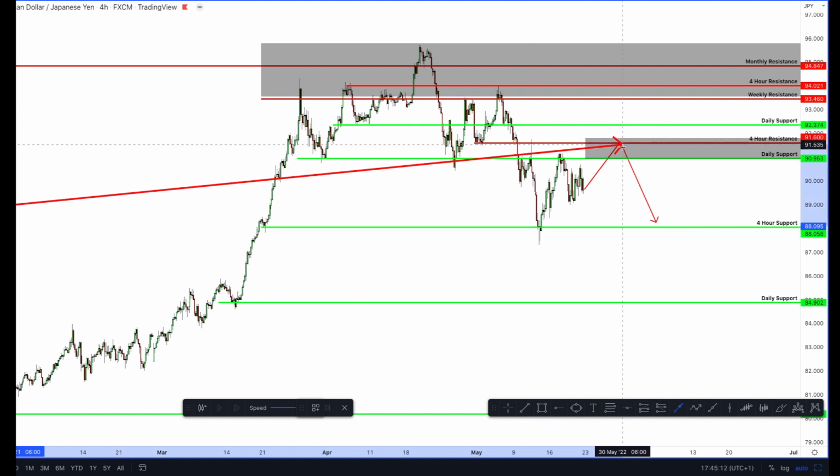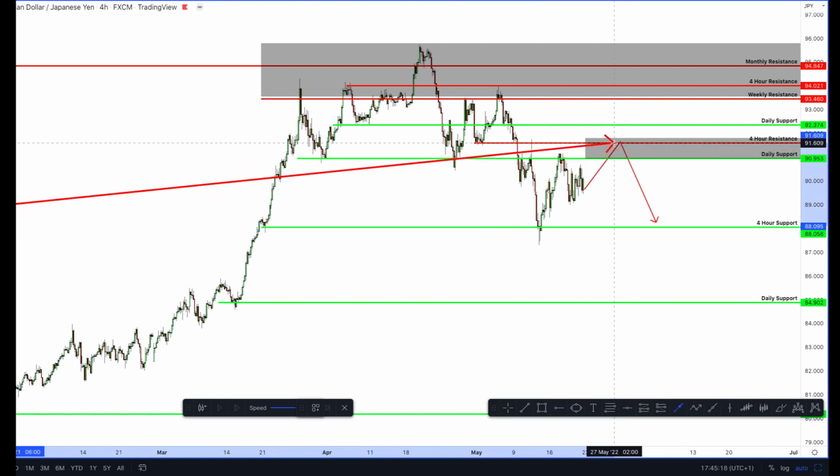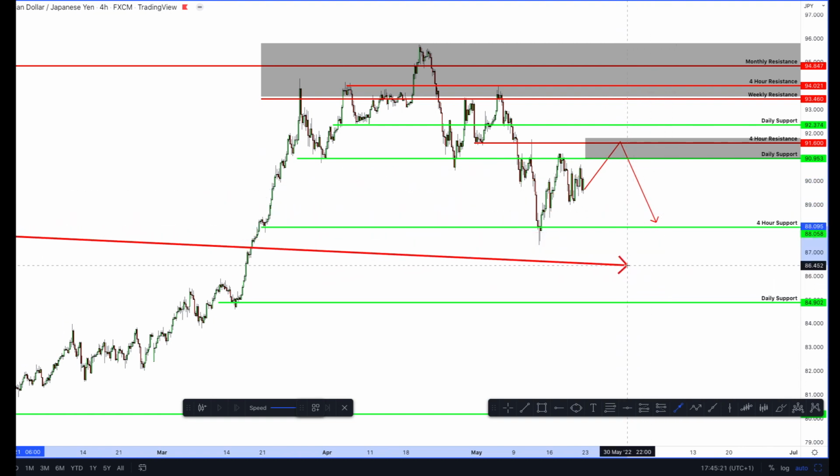Here is where I'm waiting for a new setup on this trade right now at 91.600, around about this area here, for another break back out, a retest, and hopefully a continuation of a sell.